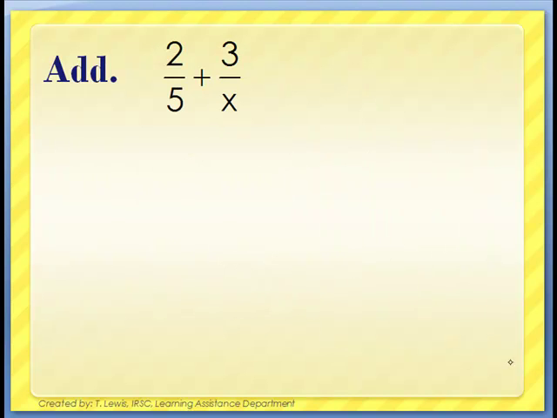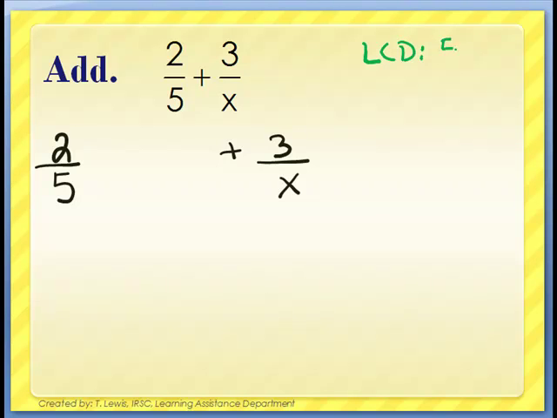We're going to add 2 over 5 and 3 over x. Denominators are not the same. We want to find the LCD. And the least common denominator is 5x.